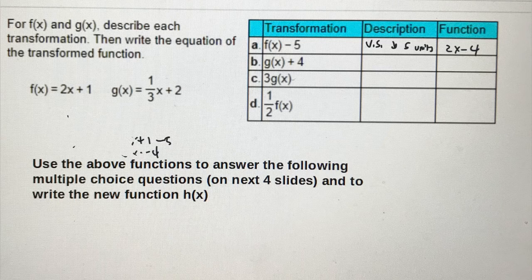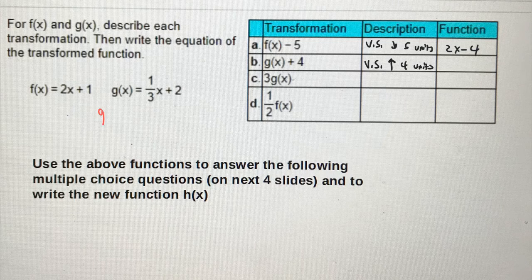Looking at the next one, g of x plus 4. Well, for my student at home, I do believe that you should be able to do that. G of x plus 4. Well, what is that? That is a vertical shift upward 4 units. And guess what you have to do? You have to take g of x and add 4 to it. You have to take this g of x and add 4 to it.